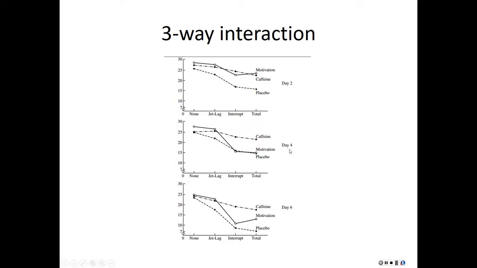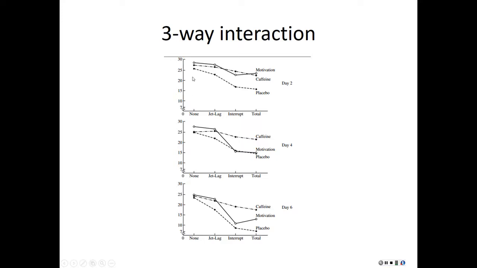Okay, so this is multiple days. So we have day 2, day 4, day 6. So these are different conditions. Then we have motivation, caffeine, and the placebo, none, jet lag, interrupted sleep, I guess no sleep, jet lagged or interrupted sleep. So if we look over the conditions by day 6, it looks like caffeine and motivation are working. Caffeine's definitely on day 2. So at day 2, both caffeine and motivation are working to keep the person awake.